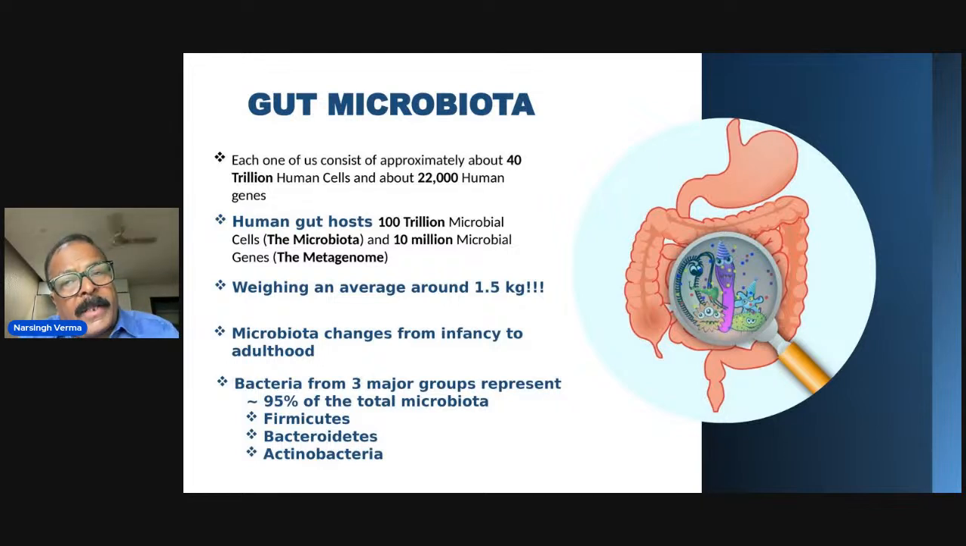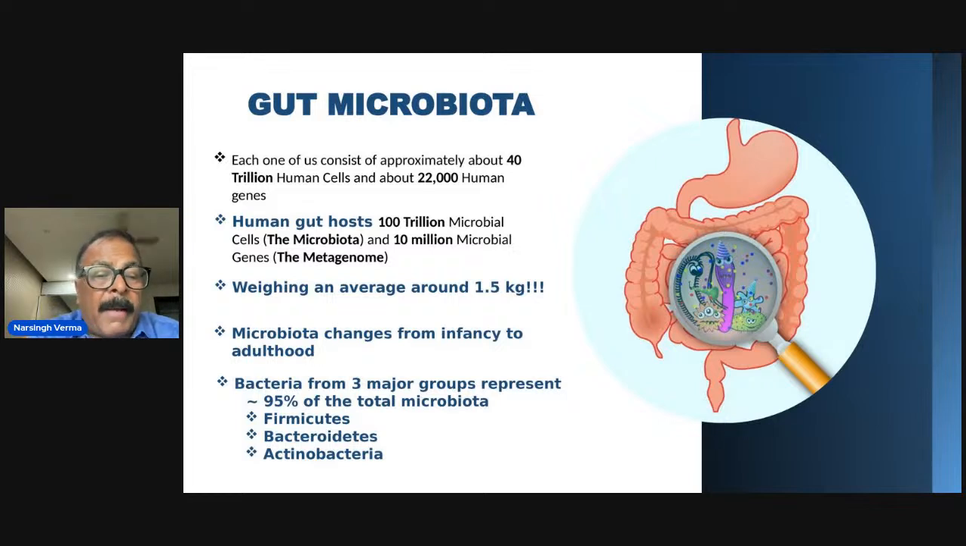So, gut microbiota are not present or very less in amount when the baby is born, but after that, the gut starts developing a lot of microbiota, and the whole ecosystem of the gut microbiota is called the biome or microbiome. Each one of us consists of approximately 40 trillion human cells and 22,000 human genes. And the human gut hosts 100 trillion microbes, more than our cells. They are called microbiota.